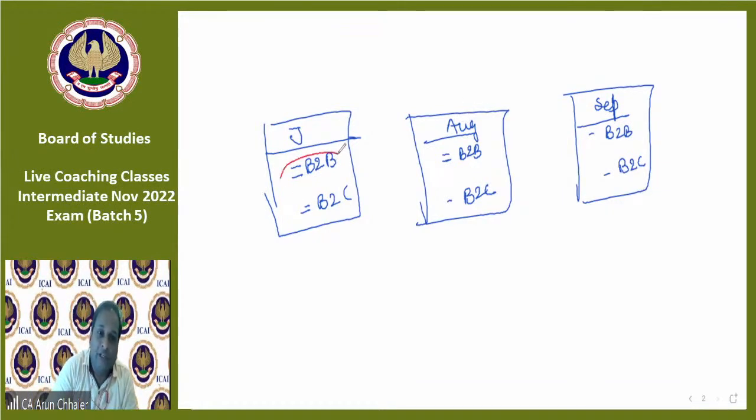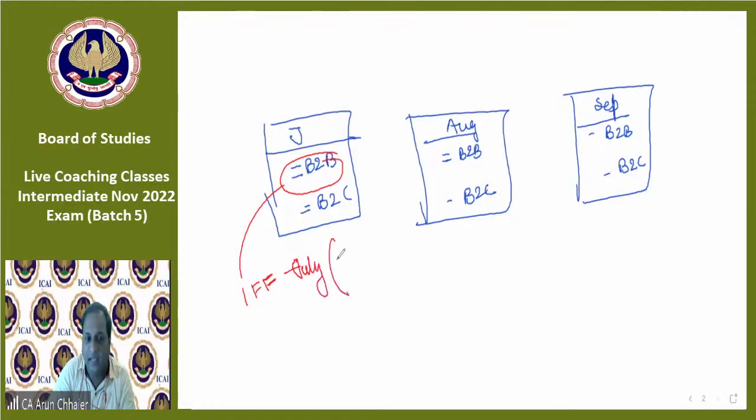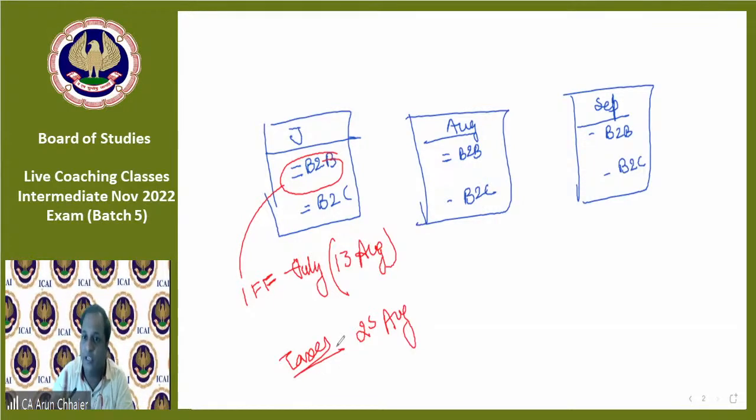Suppose B2B you have added in the IFF for the month of July. So IFF for July would be furnished by 13th August. You have furnished that. No problem. On 25th August, you have paid the taxes, whatever the taxes are. How to calculate the taxes? How much do I need to pay? We'll discuss in the next class.